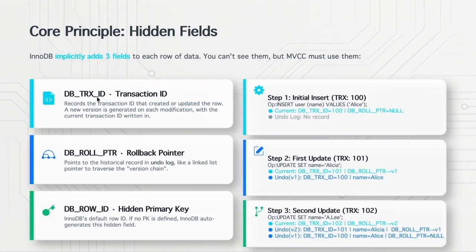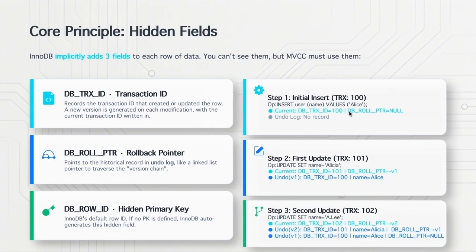To implement this versioning, InnoDB adds three hidden fields to each row. DB_TRX_ID marks the transaction that created or updated the row. DB_ROLL_PTR is a pointer to the previous version in the undo log. DB_ROW_ID is a hidden primary key if no primary key is defined. Let's walk through the concurrent example on the right to see how these components work together.